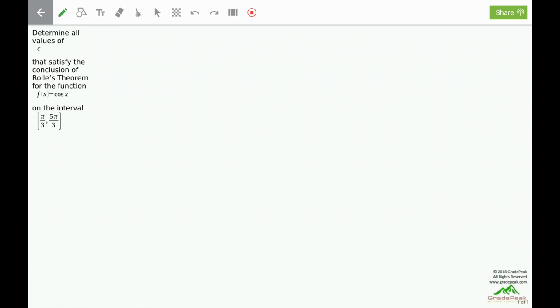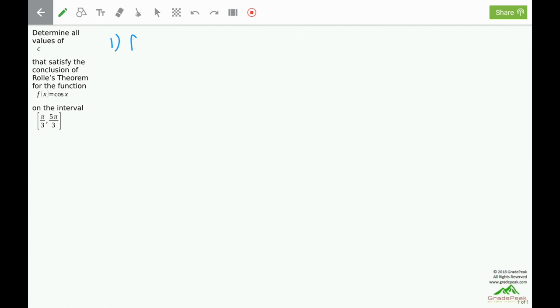Determine all values of c that satisfy the conclusion of Rolle's theorem for the function f of x equals cosine of x on the interval pi over 3 included to 5 pi over 3 included. The first thing to do is to determine whether the three conditions are met for Rolle's theorem to apply.